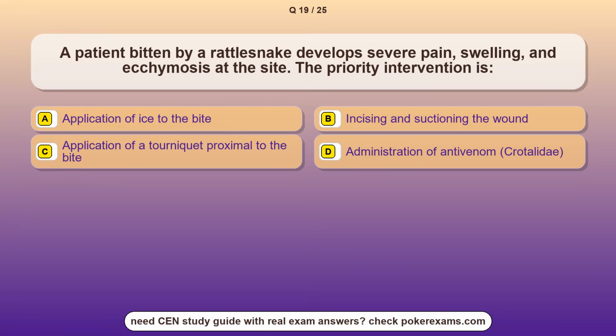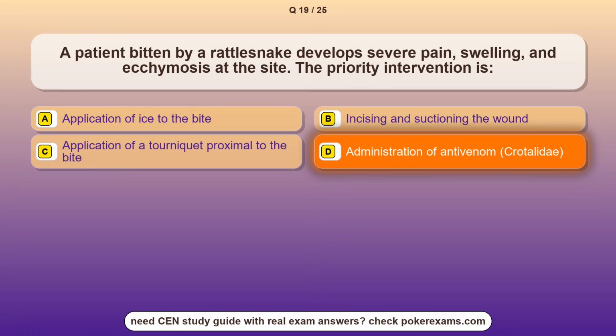Question 19. A patient bitten by a rattlesnake develops severe pain, swelling, and ecchymosis at the site. The priority intervention is: Option A, application of ice to the bite. Option B, incising and suctioning the wound. Option C, application of a tourniquet proximal to the bite. Option D, administration of antivenom, crotalidae.